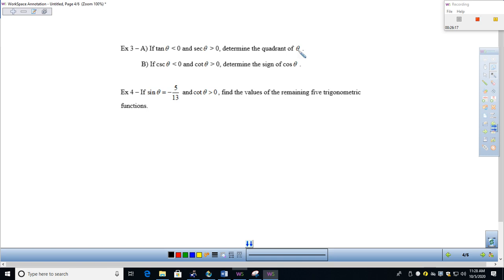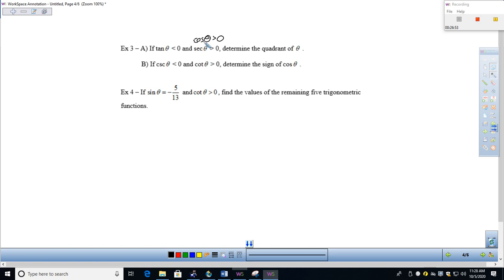Now, to be honest, that's great right there, but as soon as I see secant, what I'm really thinking is cosine. So write that above. Remember, if secant is positive, then cosine has to be positive too. So I just do that myself. Even though this is what's going on, this is what I'm thinking. All right, so now if tangent is negative and cosine is positive, where are we?